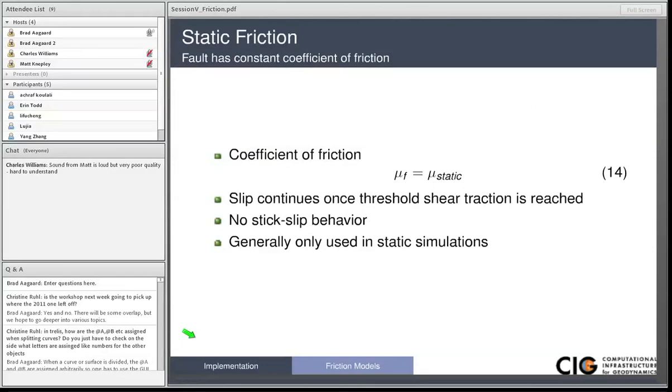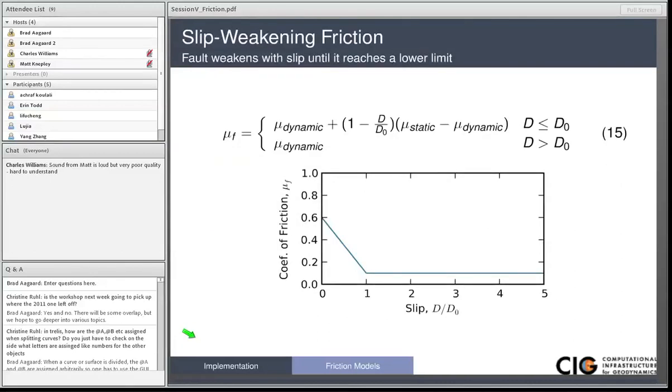With static friction, the coefficient of friction is equal to a static value. Slip continues once a threshold shear traction is reached. You won't get stick-slip behavior, because for stick-slip behavior you actually need the fault to weaken. Generally, you only see the static friction model being used in a static simulation, not a quasi-static simulation, because the fault will never lock up to give the stick-slip behavior if you use static friction. And we'll see that in our example.